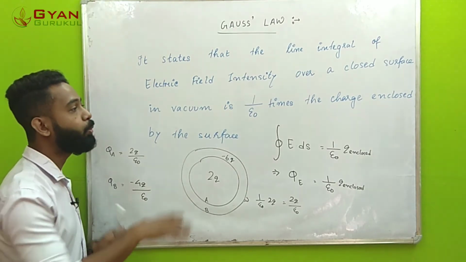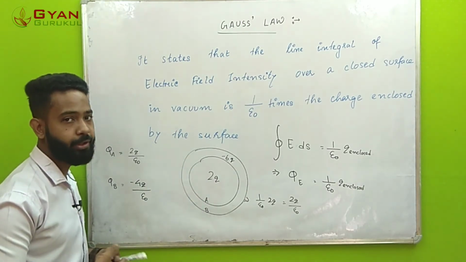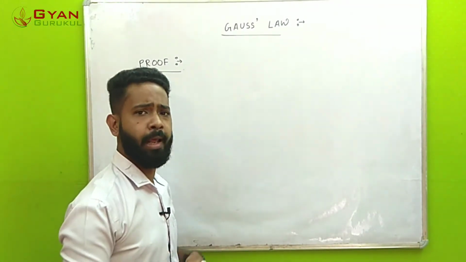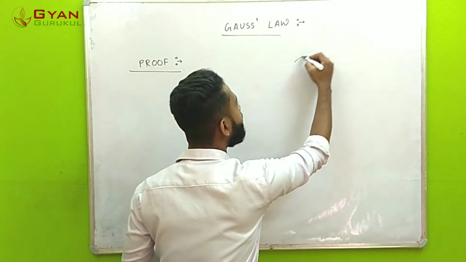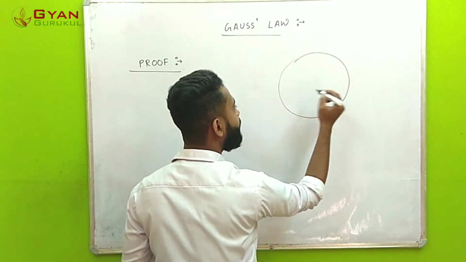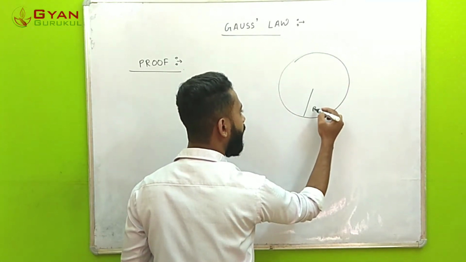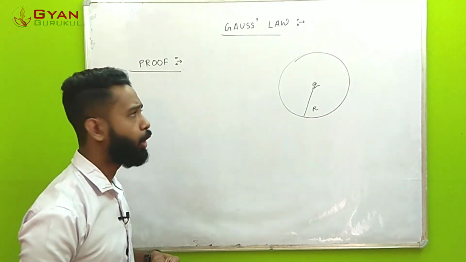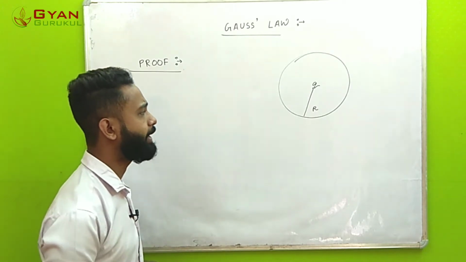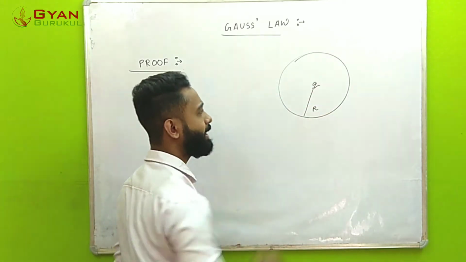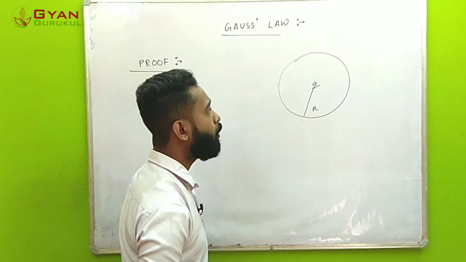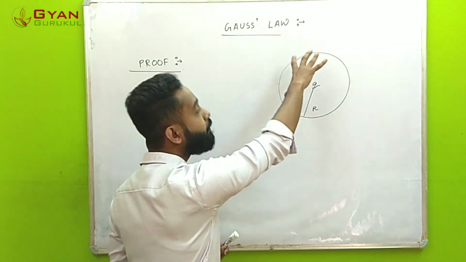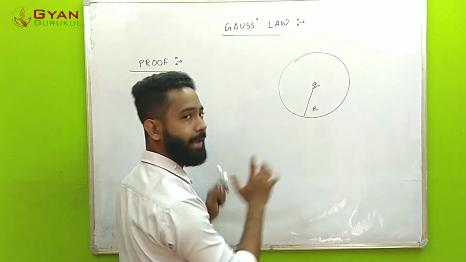Next, we need to know how to prove this particular law or theorem. In order to prove the Gauss law, let us consider a sphere having radius r and a charge q at the center. So we are taking a sphere of radius r with a charge q that is placed at the center of the sphere. Now if I ask to write down the flux for this particular sphere, how can I do so?